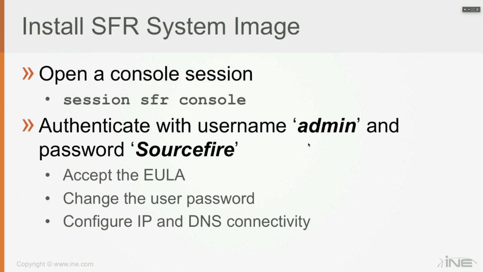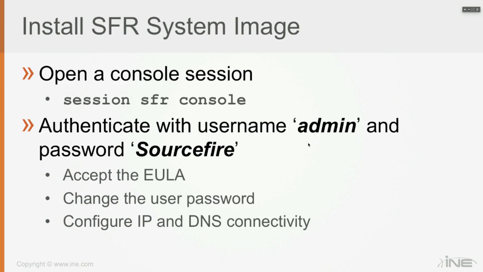You accept the end user license agreement. If you don't want to scroll through tons of pages in there, what you're going to do is say Control C, say yes to accept, and then move on. It's going to prompt you for basic network configuration. So you don't have to do anything. After you accept the EULA, then it's going to prompt you for network configuration.